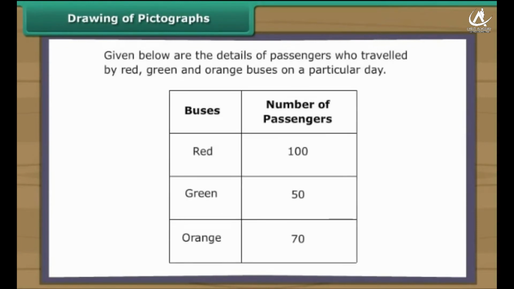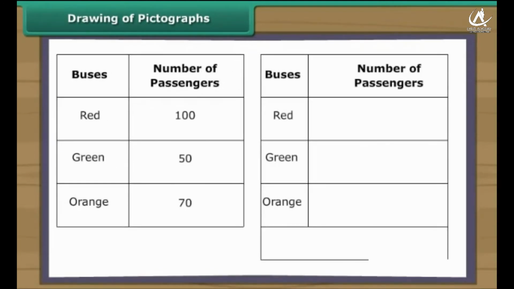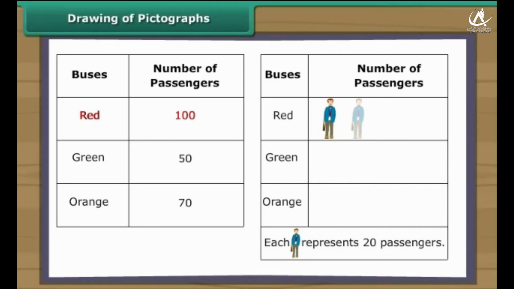Drawing of pictographs. Let us now draw a pictograph with the help of the given data. Let us use the picture of a travelling man to represent the bus passengers. As the numbers are large, we use one picture to represent 20 passengers. The red bus carried 100 passengers. If one picture represents 20 passengers, then 5 pictures will represent 100 passengers.